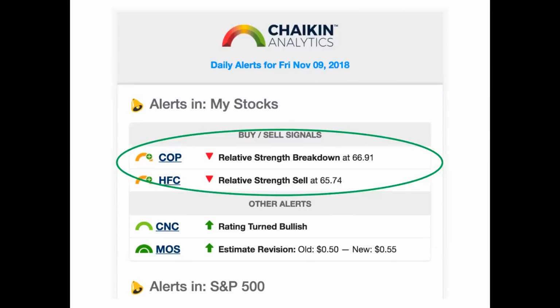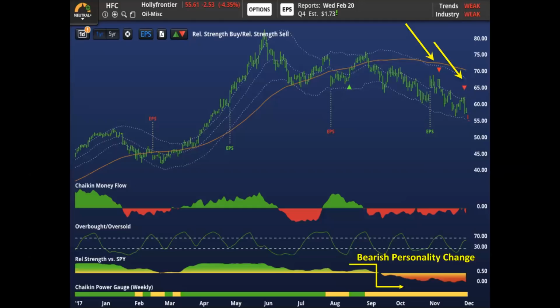So on November 9th, HFC, Holly Frontier, triggered a relative strength sell signal. Now, I took a little bit of ribbing in Thanksgiving week because I mistakenly called it Holly Farms, I think thinking about turkey. But the reality is relative strength sell signal at 65.74, also a relative strength breakdown in ConocoPhillips, another energy stock. So let's see what happened to Holly Frontier, a big oil refiner.